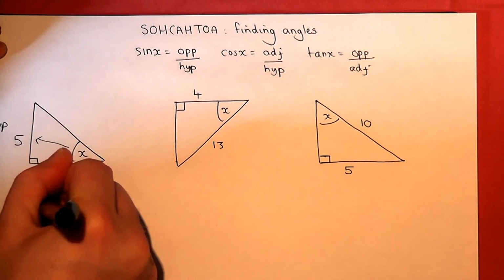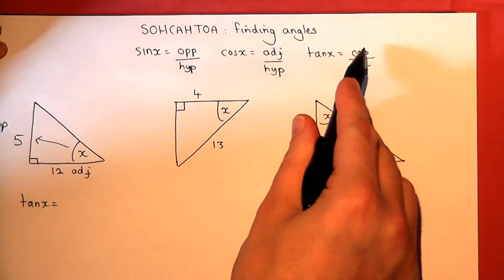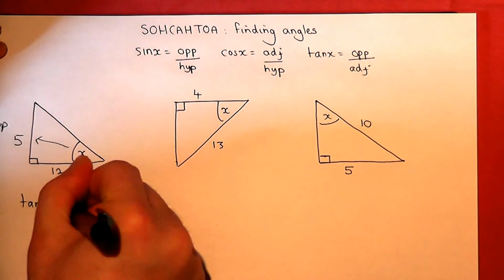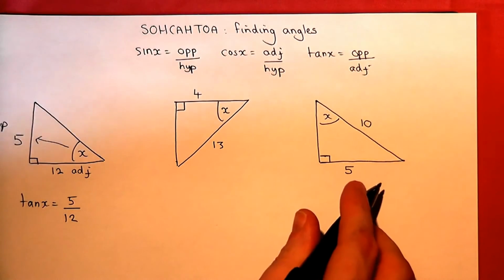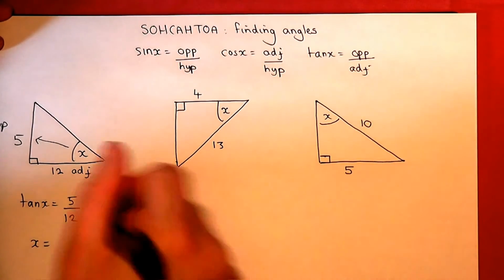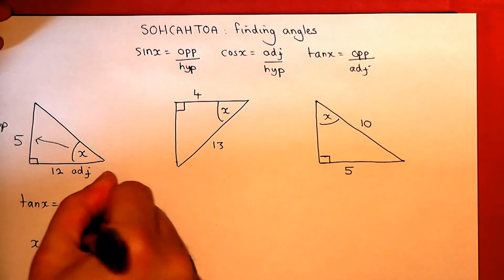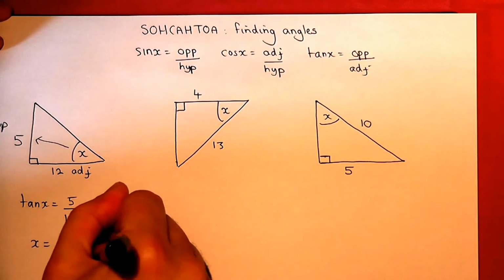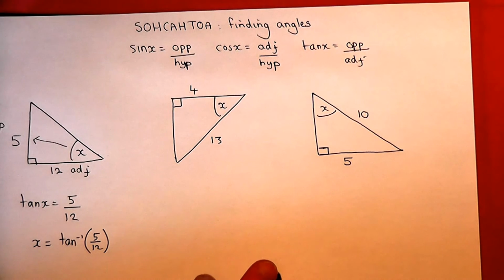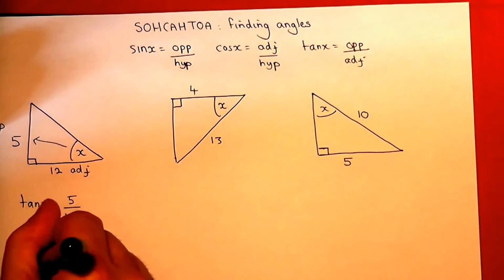So tan of x is equal to opposite over adjacent, or 5/12. Then to find out x, we have to do the inverse tangent function, or shift tan on the calculator, or inverse tan. So it's inverse tan of 5/12. So we put that into our calculator and we get the answer, which is 22.6 degrees.